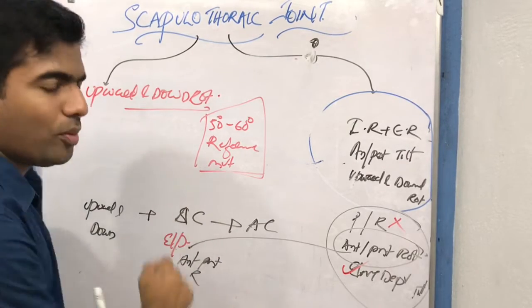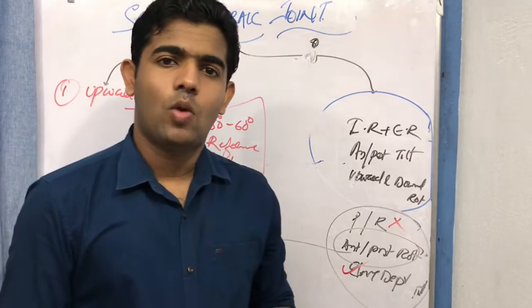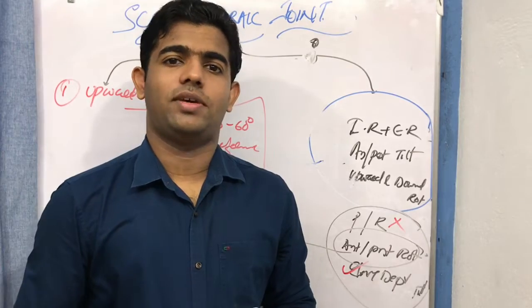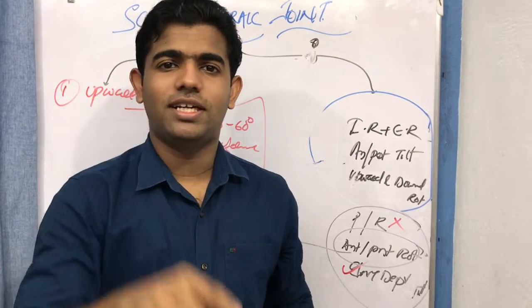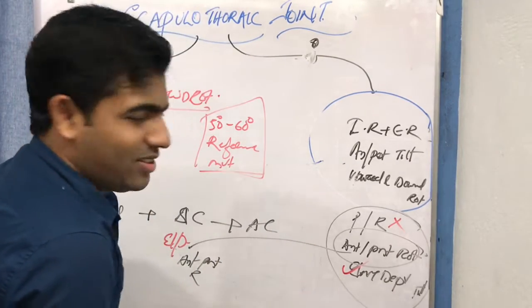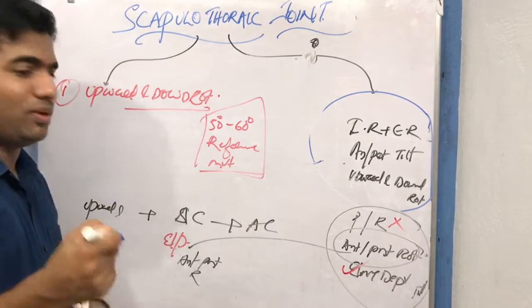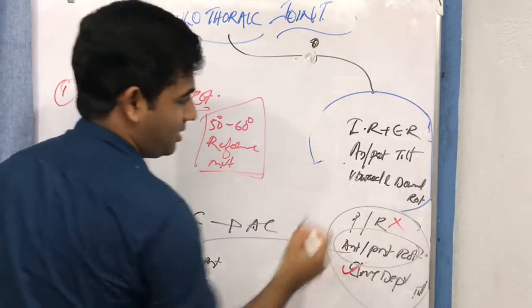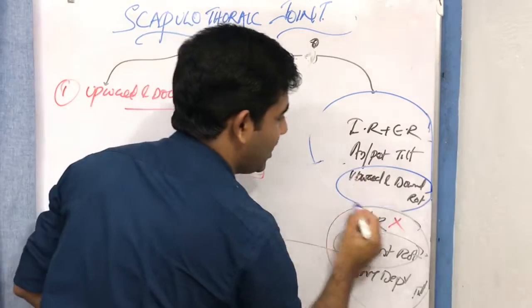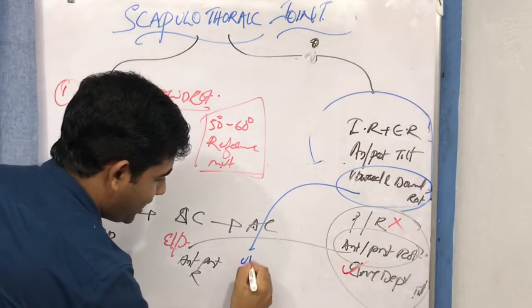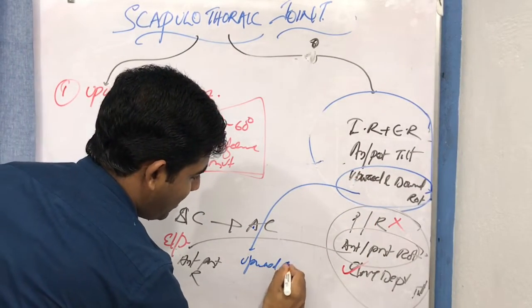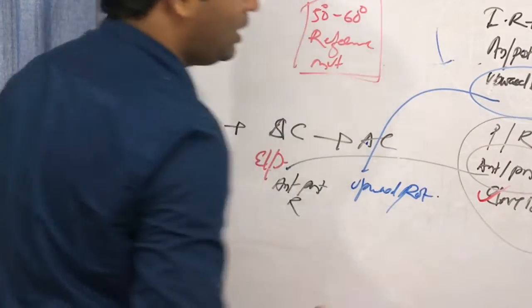What about the acromioclavicular joint? Which movement will be happening in the acromioclavicular joint? If you don't give the straight correct answer for this, you'll get a scolding. It is simple, the same movement. What is the same movement? Upward and downward rotation. Upward and downward rotation is the same movement happening in the acromioclavicular joint.